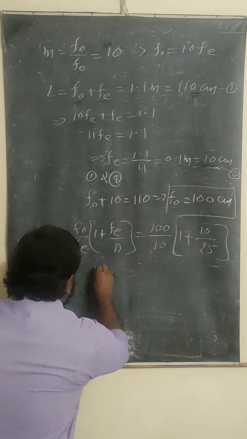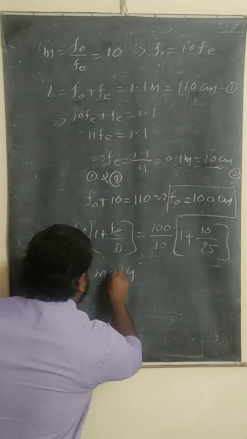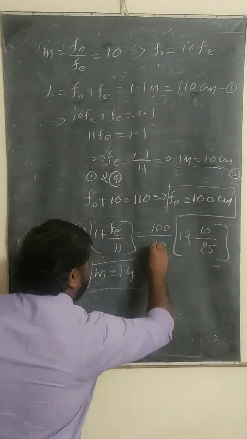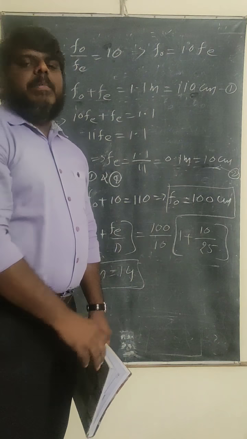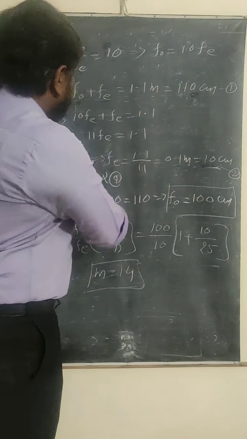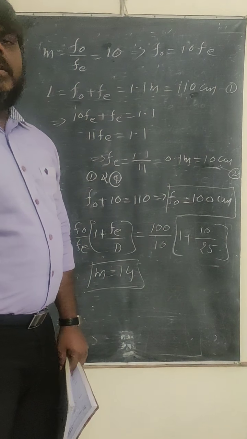So the magnification m is equal to 14. If you simplify this complete value, then the final answer is m equals 14. And we know that the magnification has no units itself. Okay, this is the solution for the telescope.